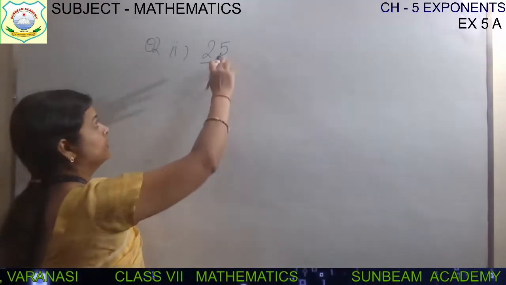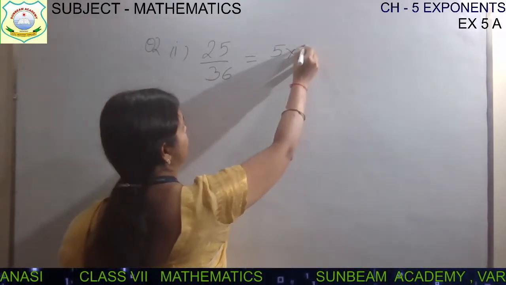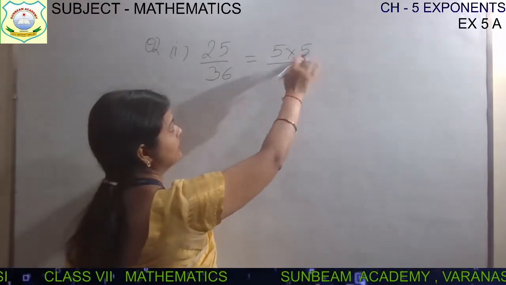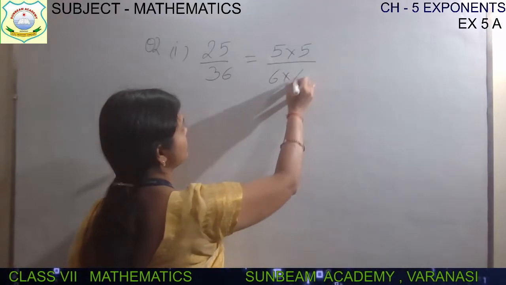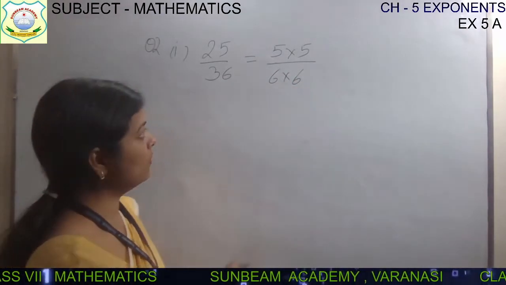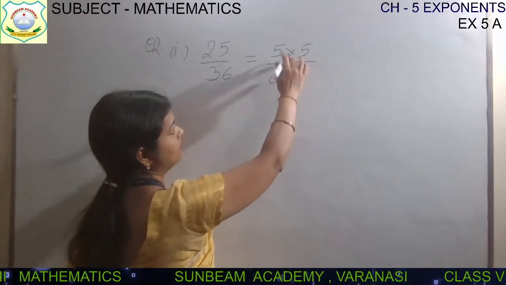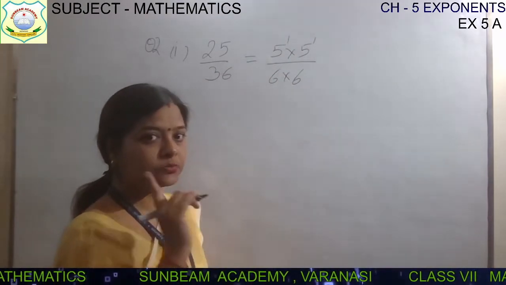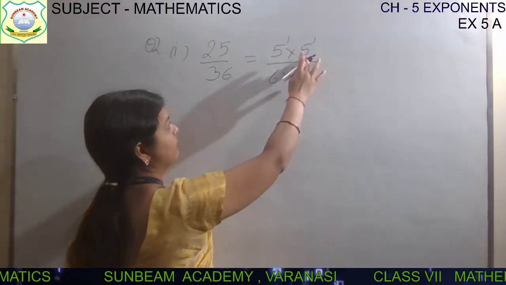See, 25 can be written as 5 into 5. 5 fives are 25, so 25 can be split into 5 into 5, and 36 can be written as 6 into 6, children. 6 sixes are 36, isn't it? Now what is this? 5 5, base are same and you are multiplying, so their power will be added. No power means 1.